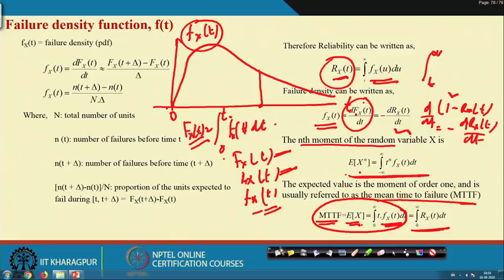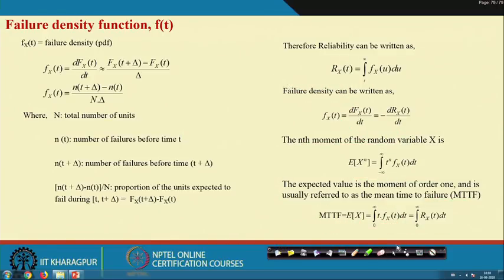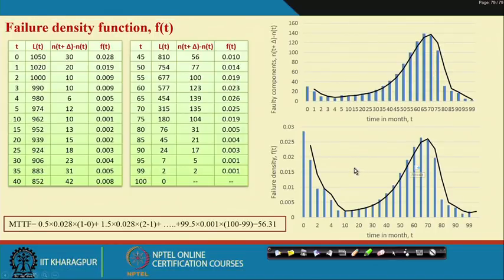Okay. So, now we will quickly see the same example and all those calculations. You have seen N(t) and N(t+delta). So, what is this 30? 30 is coming from this minus this, 1050 minus 1020, this is 30. Then the difference between these two is this, and the difference between these two is this. So, that means N(t+delta) minus N(t). So, you are getting the number of units failed within the time. So, from 0 to 1 month, within 1 month 30 units failed. From the first month to the second month, 20 units, like this.